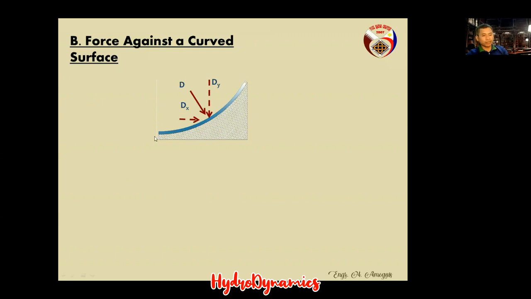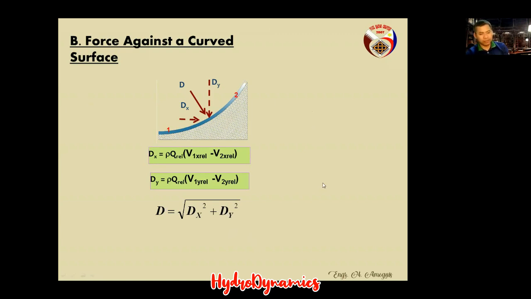But how to solve Dx and Dy? So the same formula. Let's say 1 and 2, yun yung section considered curved surface. So Dx is rho Q relative times V1x relative and V2x relative. Okay? So Dy ganun din, V1y relative, V2y relative. In most cases, itong V1 at saka V2 are practically the same pag open flow. Pag closed flow, pwedeng magkakaiba. Halimbawa, pipe system, magkaiba yung diameter, so naiiba yung velocity. Pero pag open flow, normally the same yan yung magnitude. Okay? So, yun yung pagdating sa curved surface. Ang kinuha natin is component then take Pythagorean theorem.